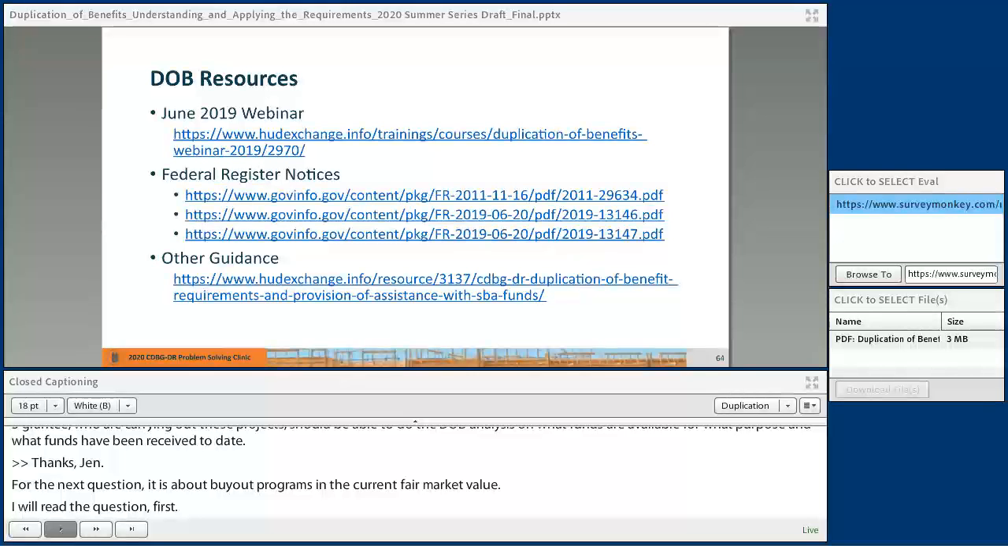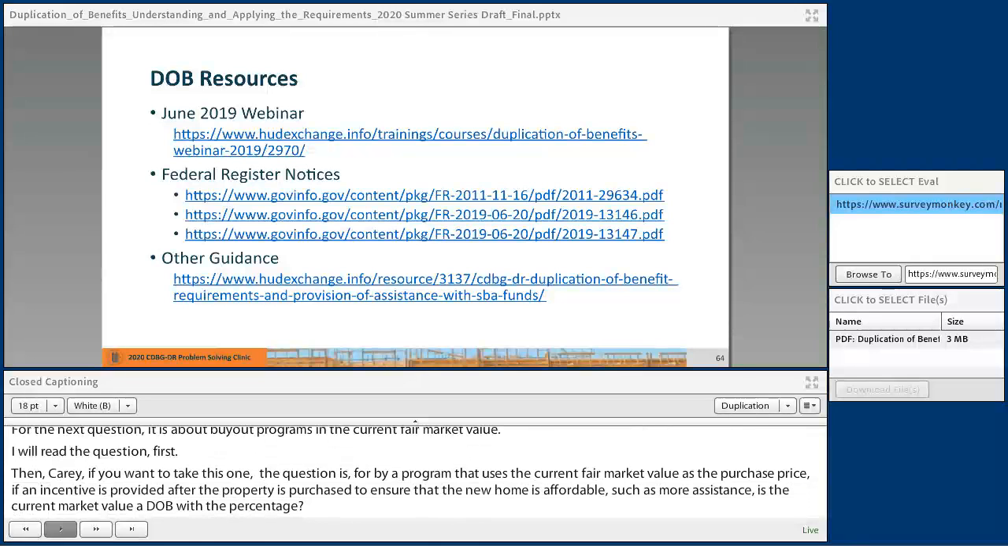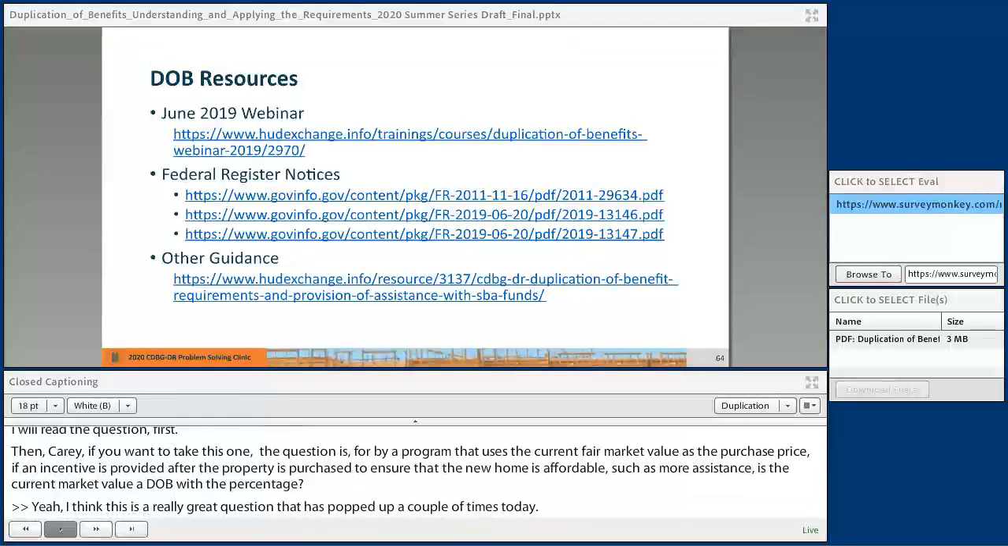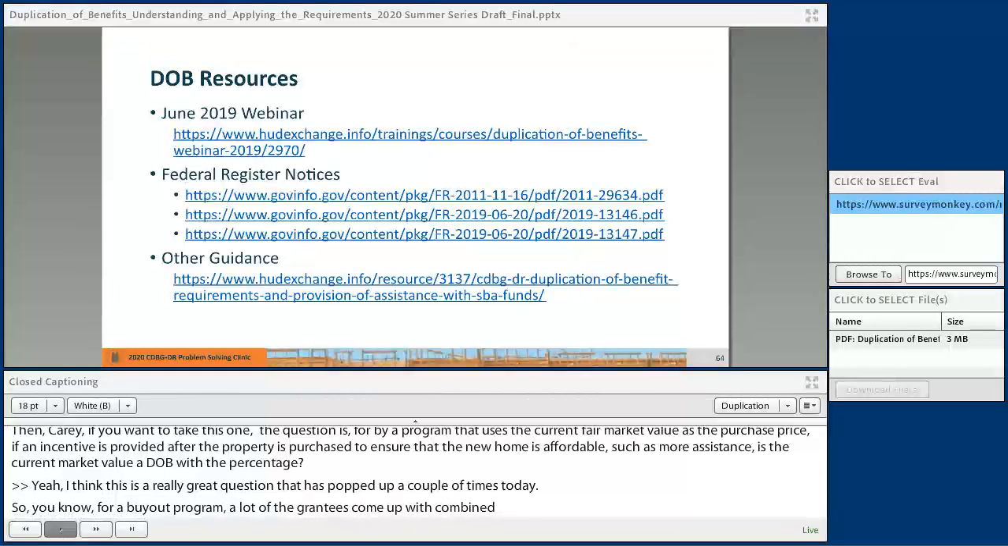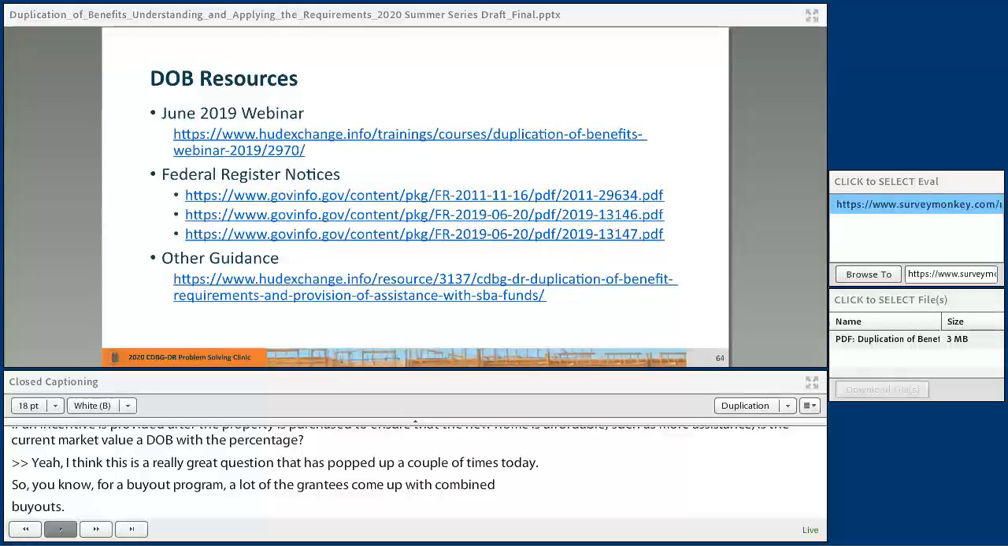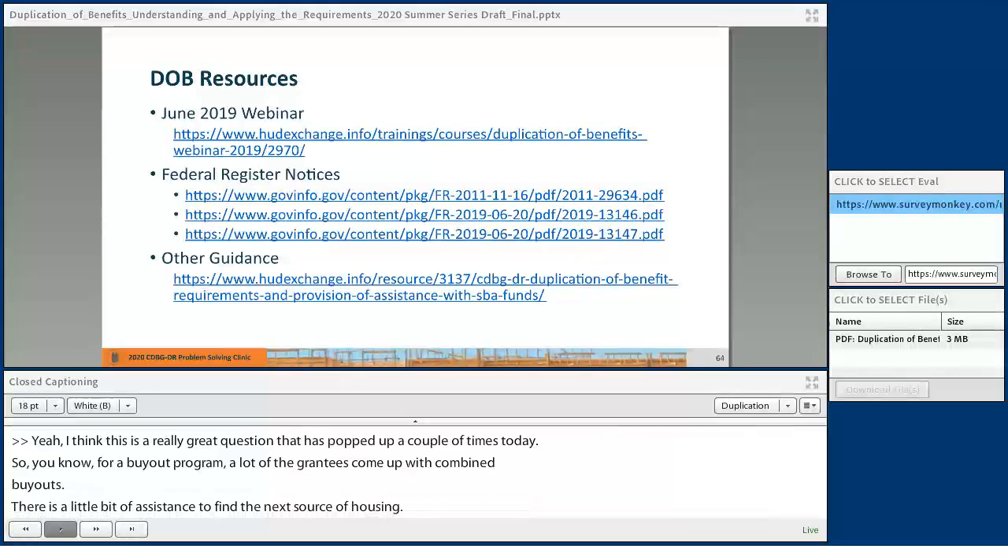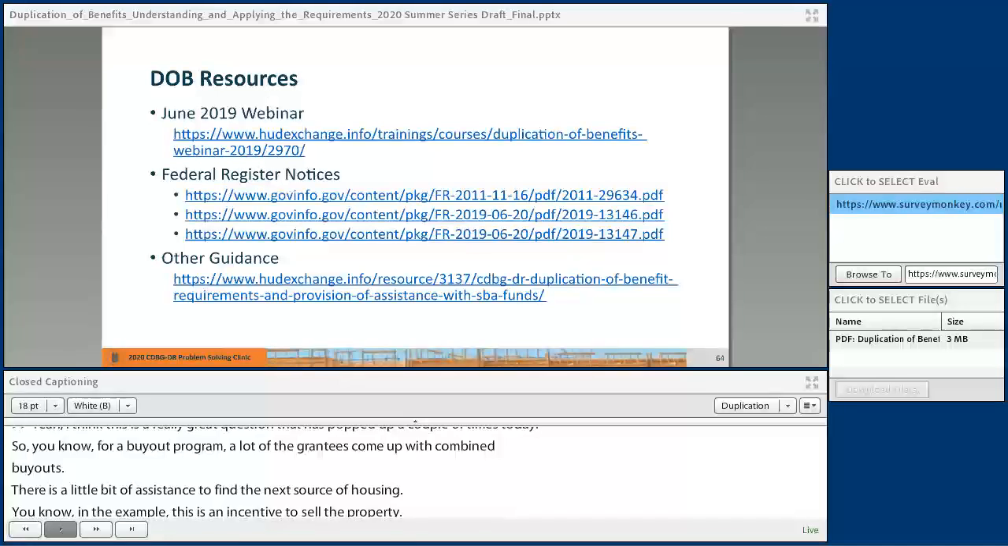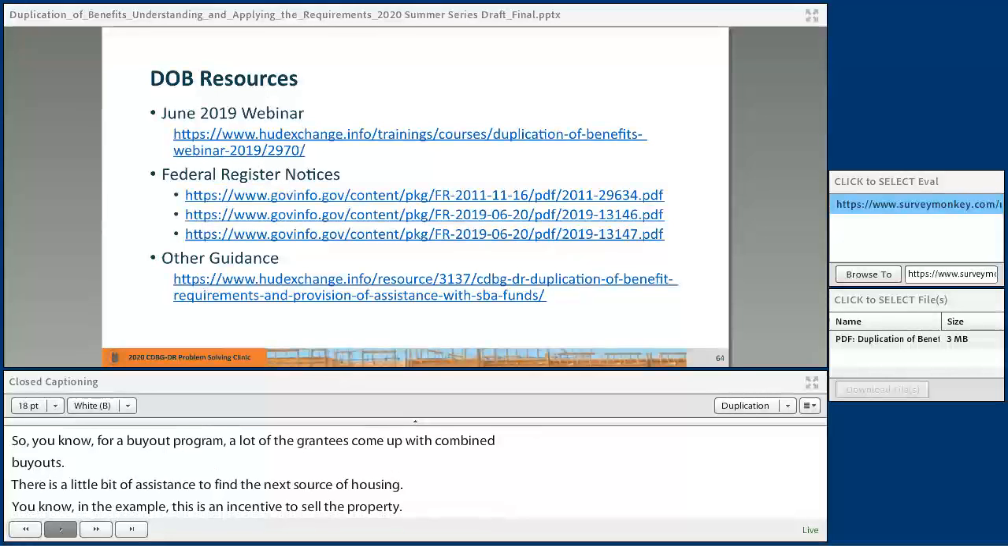Yeah, I think this is a really great question. It's popped up a couple of times today. So, for a buyout program, a lot of the grantees come up with combined buyouts with a little bit of assistance to find the next source of housing. So, in the example, this is an incentive to sell the property. And then there are other situations where you might have new down payment assistance or some kind of soft second assistance for purchasing a home.